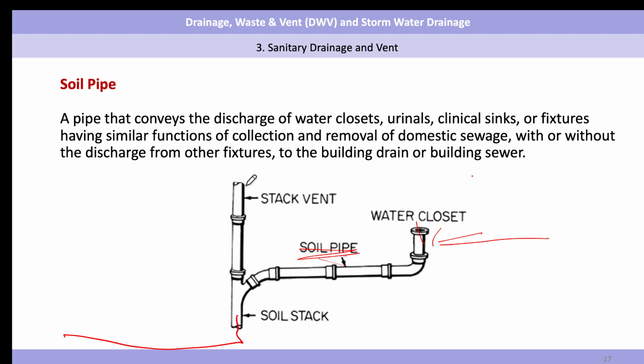And also like this one, the stack vent. This connects to the soil stack or the vent stack. This one is open. This connects air in the stack vent, while liquid or solid is in this area.